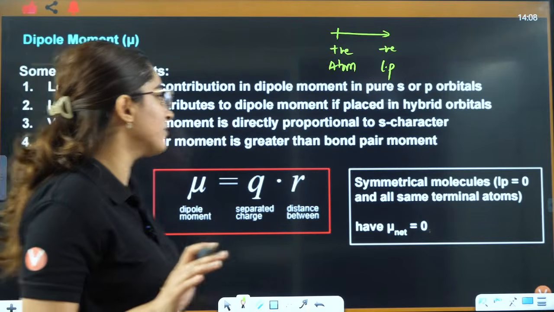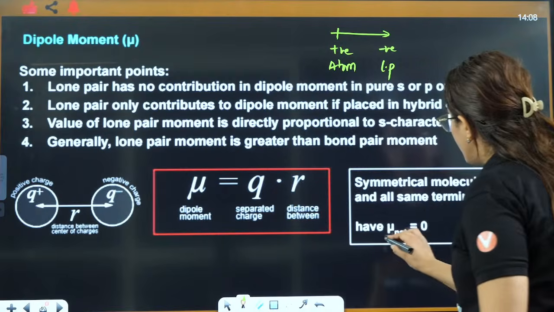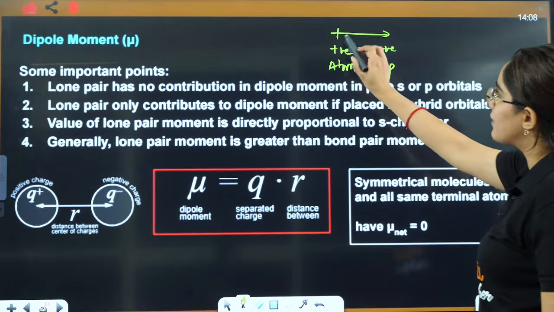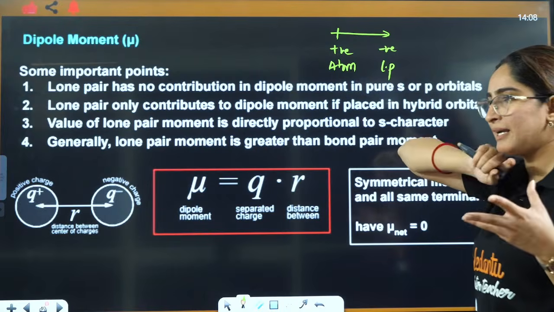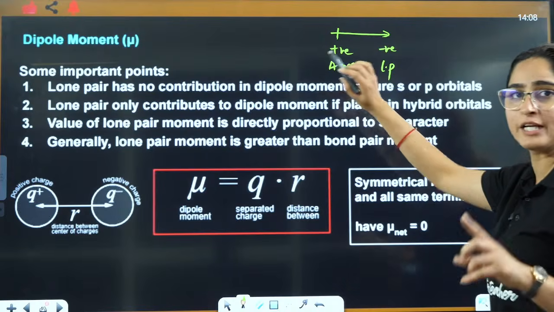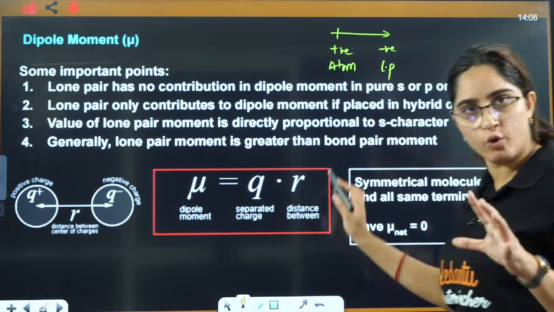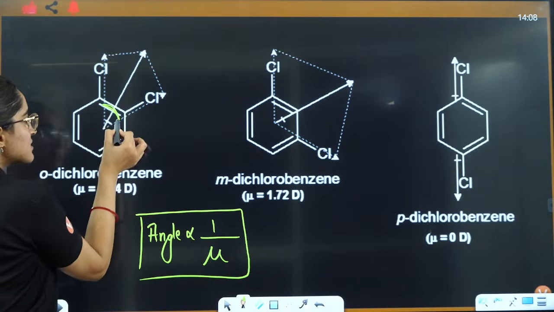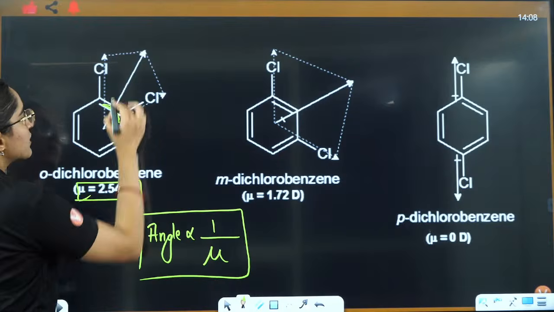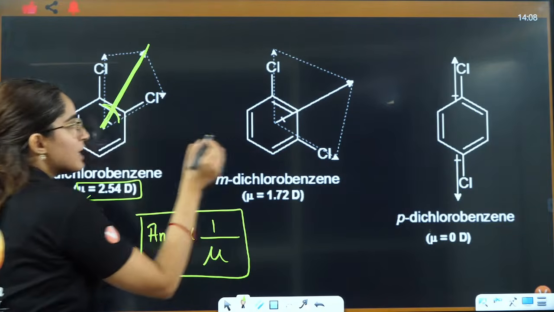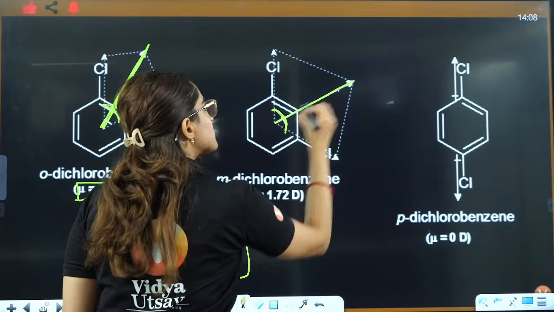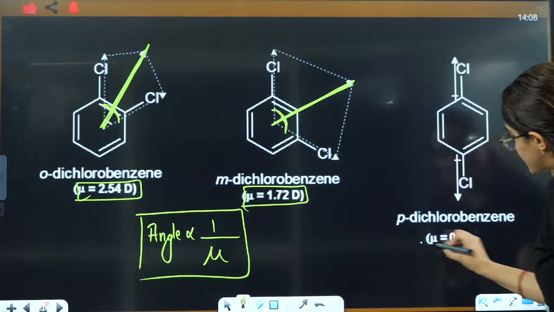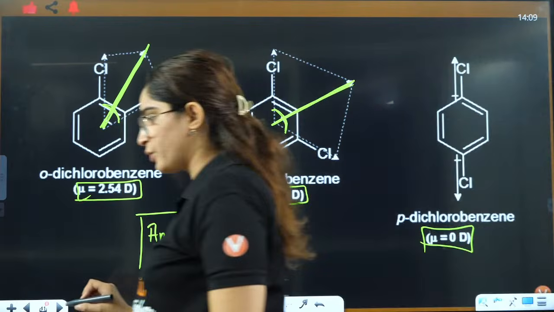And here, for any symmetrical molecule, mu net will be equal to 0, right? So we always say the dipole moment line goes from less electronegative to more electronegative, or atom to lone pair. Now here the angle is less, that is why the dipole moment is more, because the resultant dipole moment will be more. Here the angle is more, that is why the resultant dipole moment is less. And here they are opposite to each other, that is why mu is equal to 0 here.